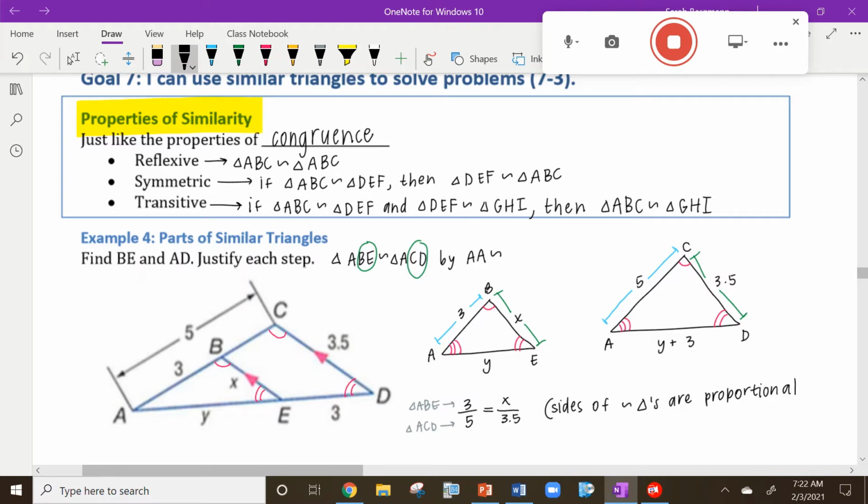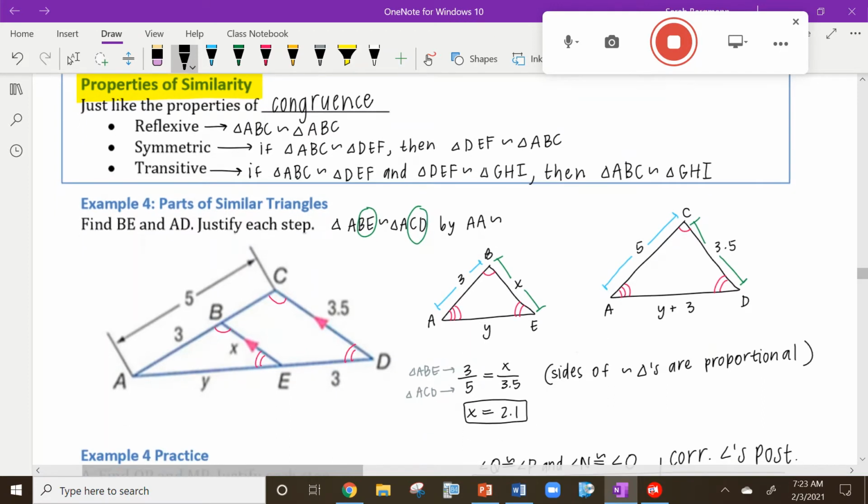Once you have the equation set up, I don't need you to use the multiplication property, all of that when you're solving. That's fine. You don't need to justify those steps. It's okay with me if you just justify up to the point where you have your equation set up. Now, in order to solve this, we need to cross multiply and divide. We'll cross multiply 3 times 3.5 divided by 5, and you should get x equals 2.1.